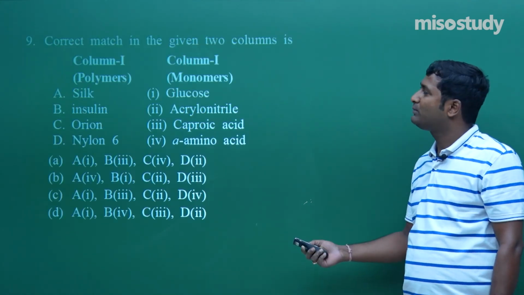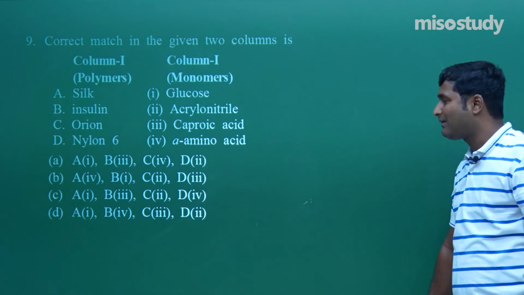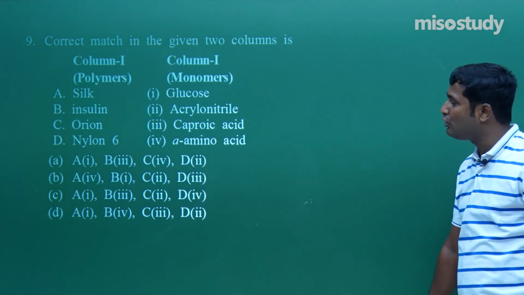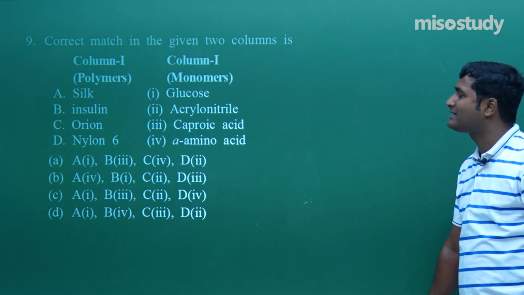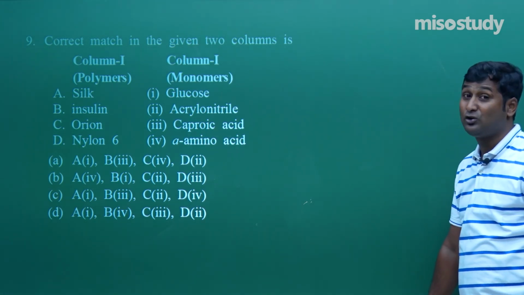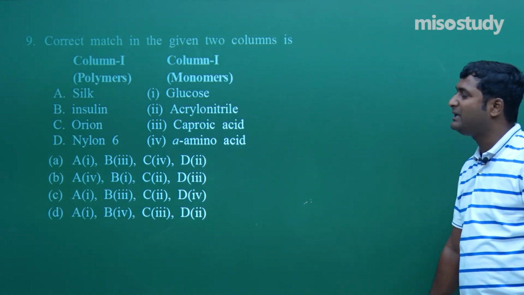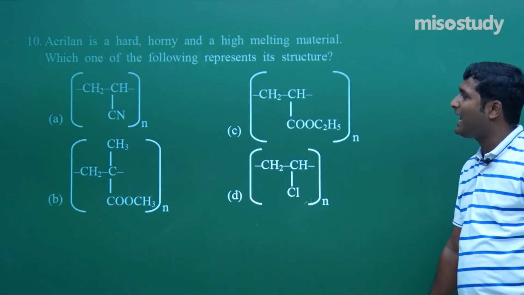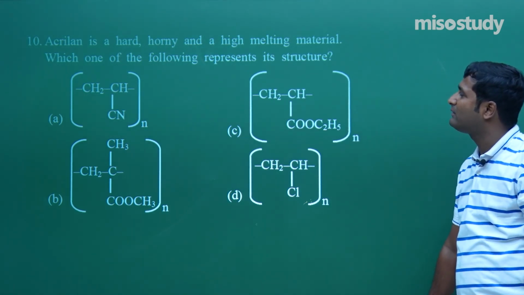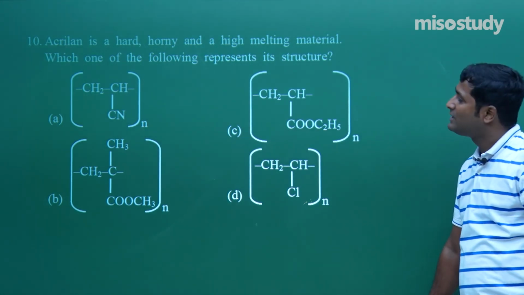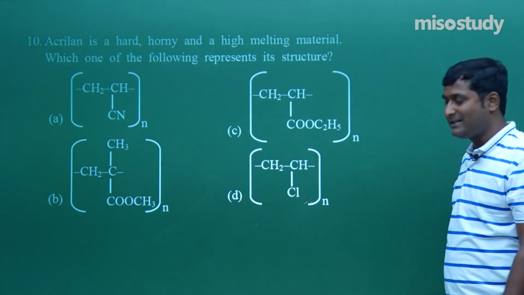Clear? Now let's move to question number 9. What will happen? Check it out. Silk, that is alpha amino acid; insulin, glucose; Orlon, that is acrylonitrile; and nylon 6, that is caproic acid. Nylon 2, nylon 6 I am mentioning here. So for question number 9, B is the correct option. For question number 10, Acrilan is a hard, horny, high melting material. Which one of the following represents its structure? So A is the correct option. For question number 10, A is the correct option.